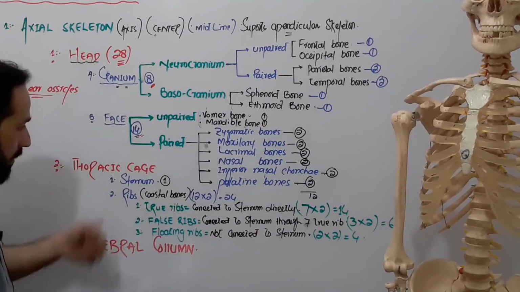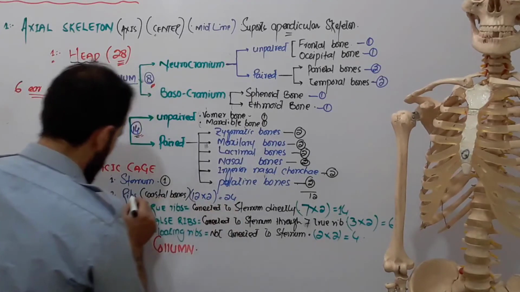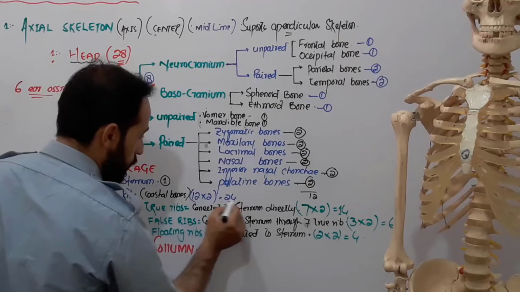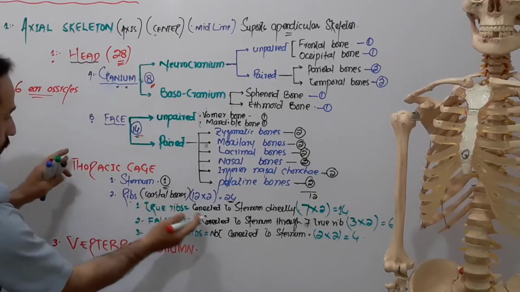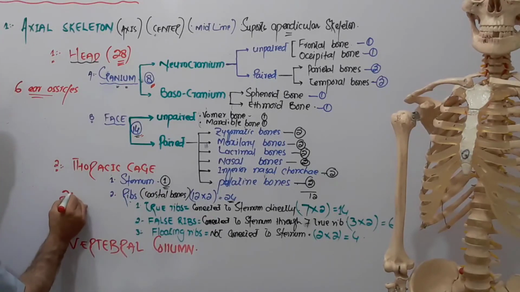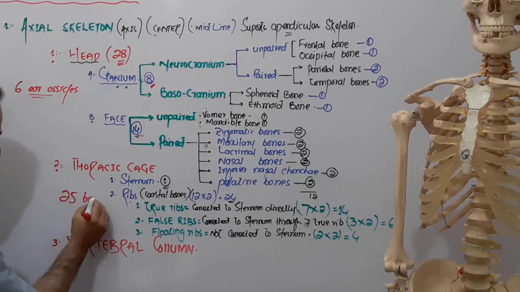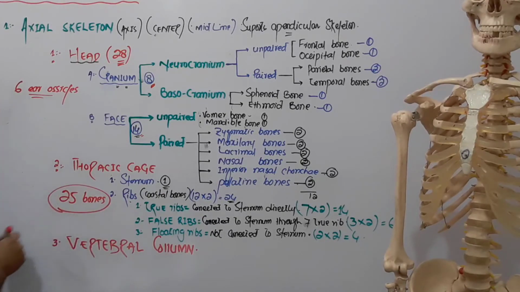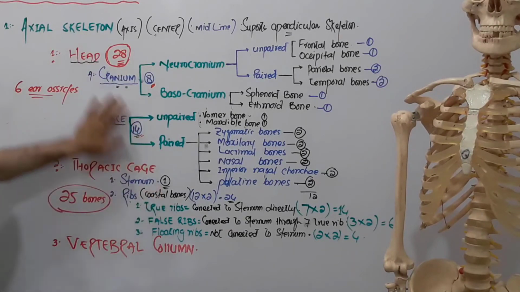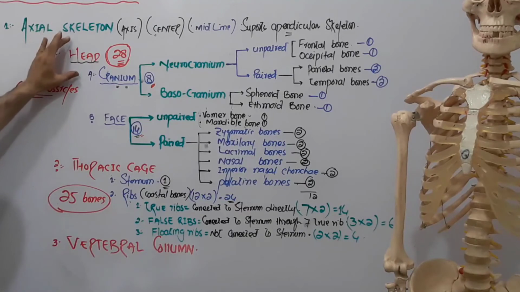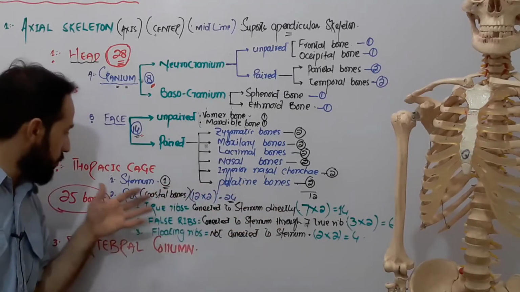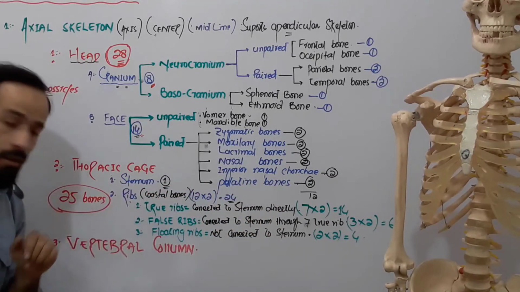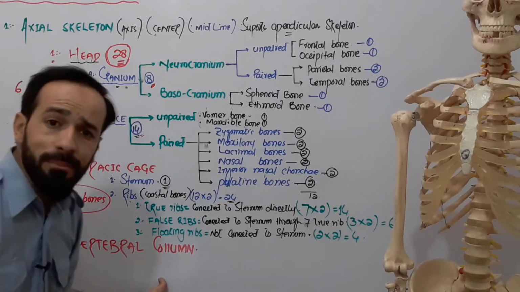And I have written here, our thoracic cage contains how many ribs or costal bones? 24 costal bones and 1 sternum. So in total, how many bones do we have in your thoracic cage? You have 25 bones, right? 25 bones here, and 28 bones are present in your head, right friends? This was the classification of the head, cranium and face, and the bones of your thoracic cage, that is sternum and ribs. Now we move towards your vertebral column.